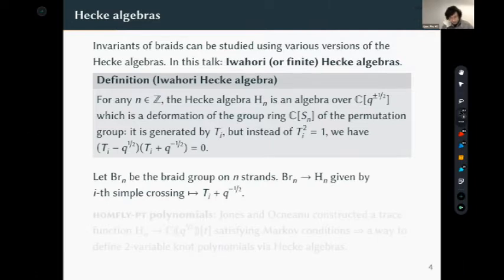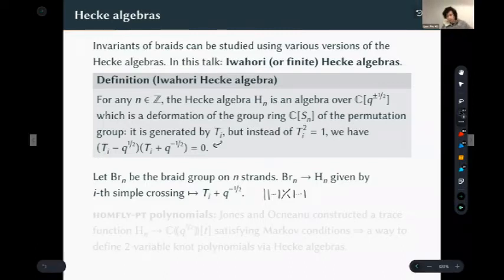Let Bn be the braid group on n strands. The composition is by concatenating braids, stacking one on top of the other. Then one can show that there's a homomorphism from Bn to Hn, given by the following. The i-th simple crossing, meaning you have a bunch of strands that don't do anything, but then the i-th one crosses like this. Such a braid gets sent to this element, and you have to use this identity somehow, but then you can check that it's actually a homomorphism.